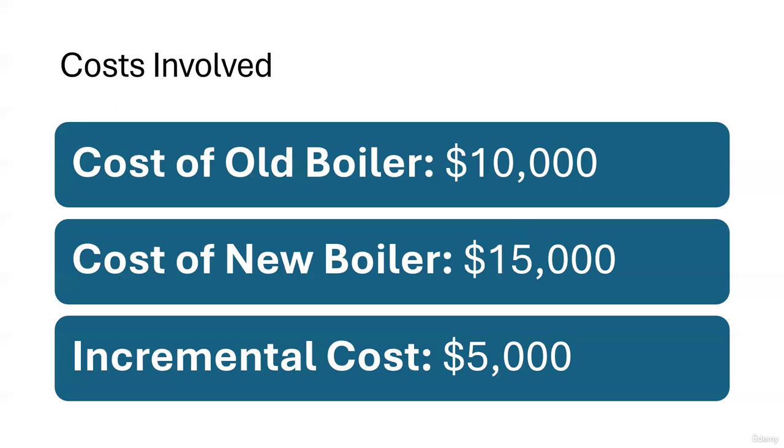What are the costs involved? Cost of the old boiler, let's say, is $10,000. Cost of the new boiler, which is the condensing boiler and more efficient, is $15,000. The incremental cost is $15,000 minus $10,000, which is $5,000.